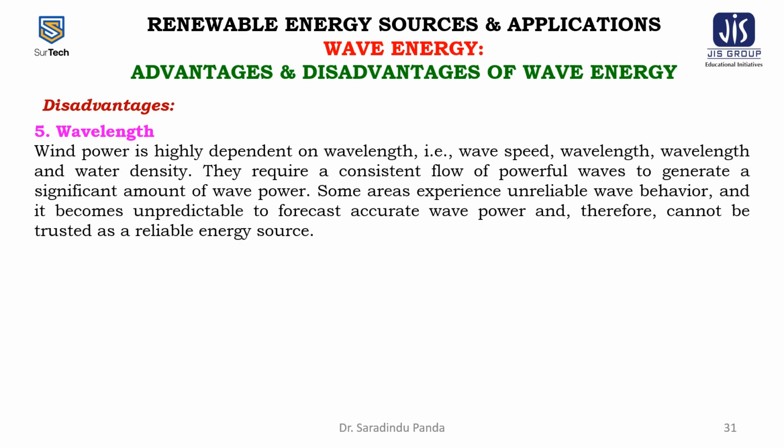Fifth one is the wavelength. Wave power is highly dependent on the wave speed, the wavelength and the water density. They require a consistent flow of powerful waves to generate a significant amount of wave power. Some areas experience unreliable wave behavior, and it becomes difficult to forecast the wave power accurately, and therefore it cannot be trusted as a reliable energy source.